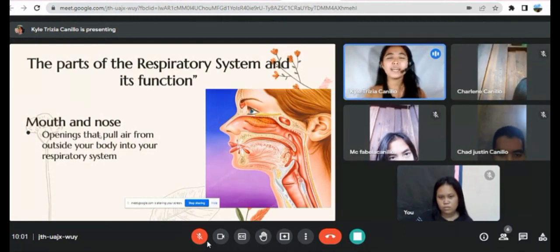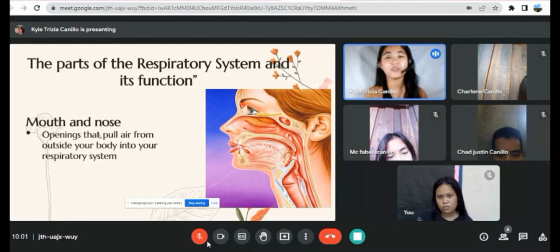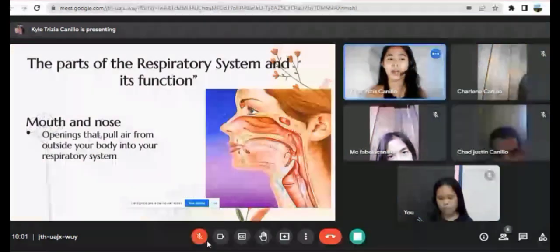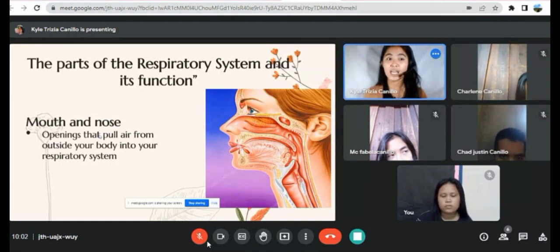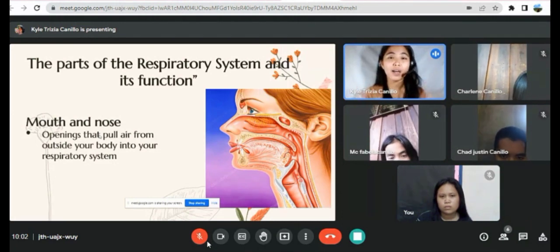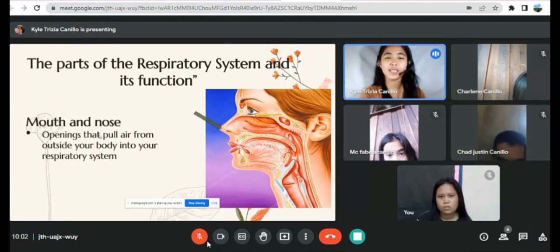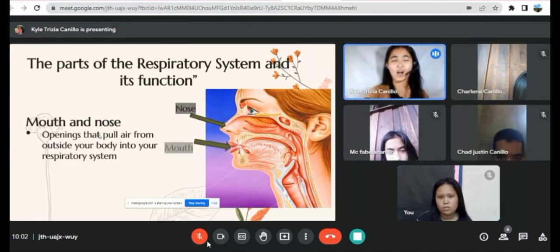Now let's move on to the parts of the respiratory system and their functions. First, we have the mouth and nose. This is the first part of the respiratory system. It opens to pull air from outside your body into your respiratory system. It is the first part where the air comes in. So this is the nose and this is the mouth.